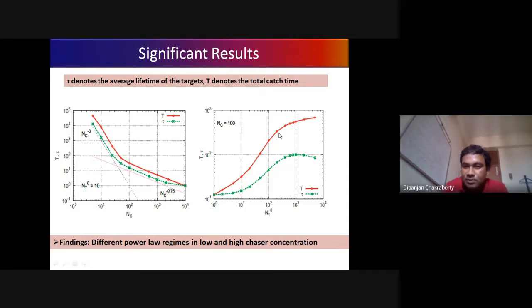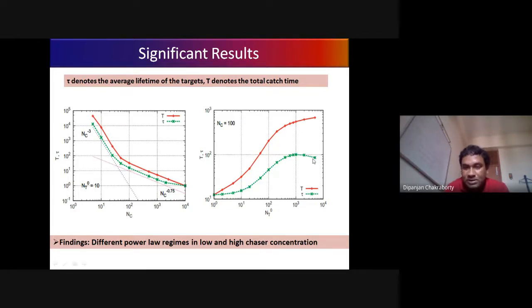So this rate curve will increase monotonically, whereas the average lifetime also increases, but up to a certain value of the number of targets, it will then again decrease. That is basically because of the cluster formation. Because if you use a huge number of targets, here they are reporting the results for a 100 cross 100 lattice.